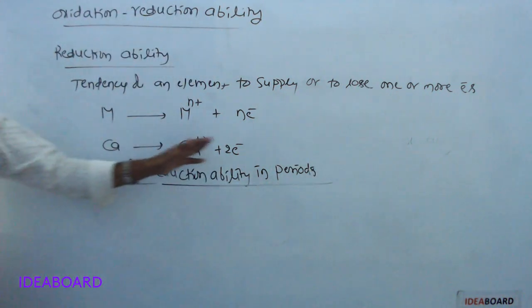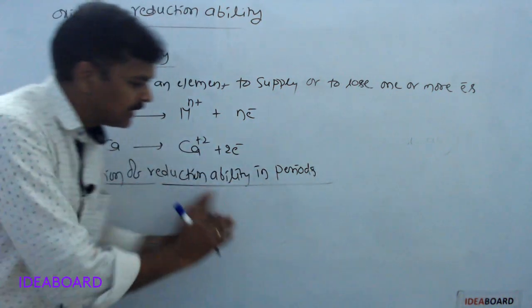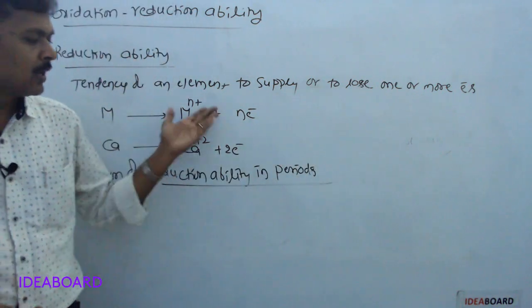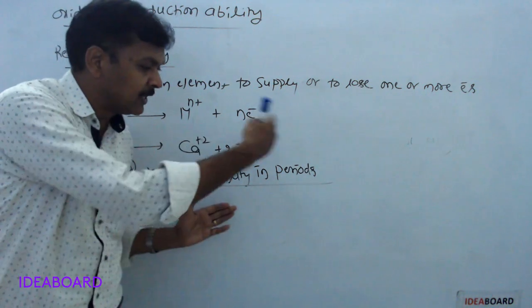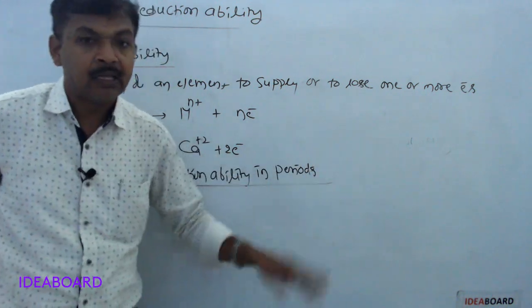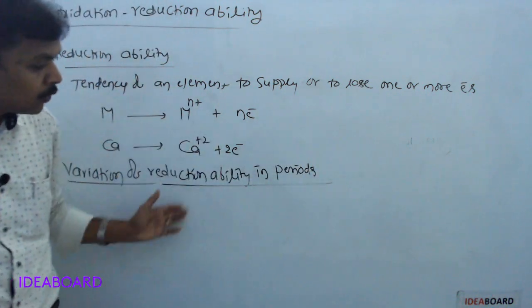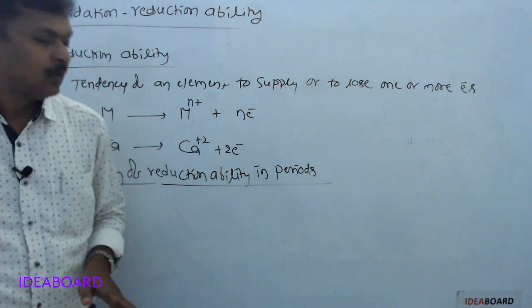Variation of reduction ability in periods. In periods, left to right, we already know that atomic size decreases. As atomic size decreases, ionization potential increases. The tendency to lose the electrons decreases.